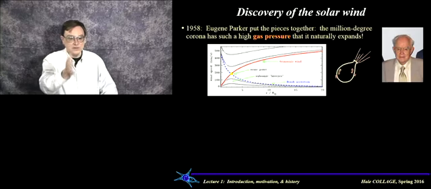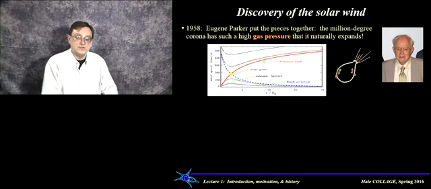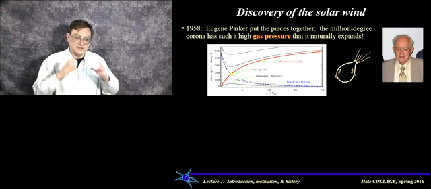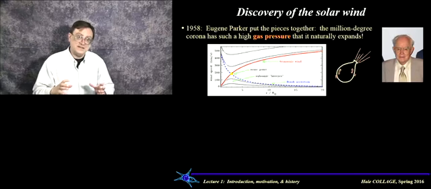Okay, then we're led up to the 1950s, of course, when Gene Parker at the University of Chicago put all these different pieces of circumstantial evidence together. And he also realized that for the physics of this million-degree solar corona, there's a high gas pressure near the sun in the corona, and it's dropping rapidly as you go out into interplanetary space. And high gas pressure gradients drive rapid motions.